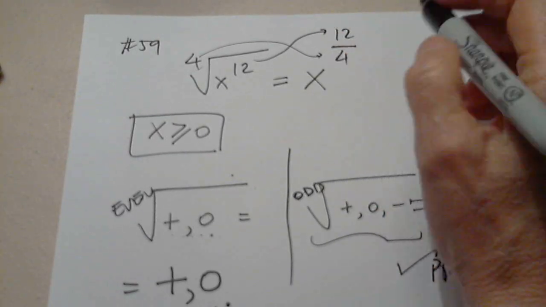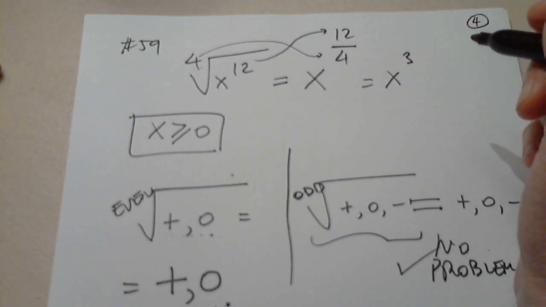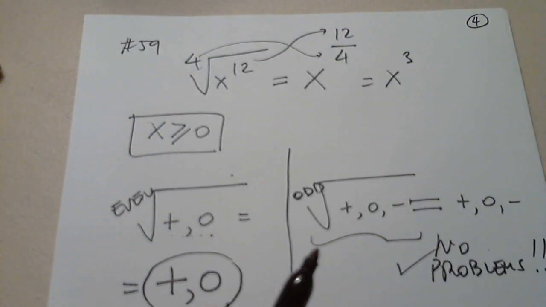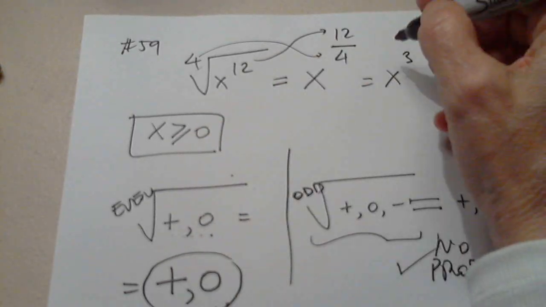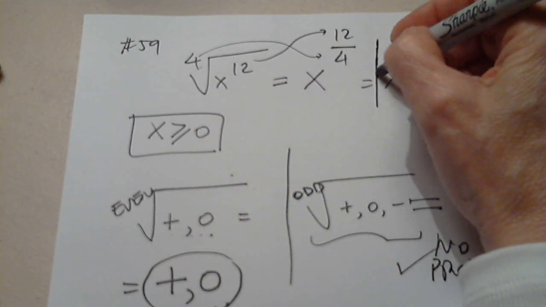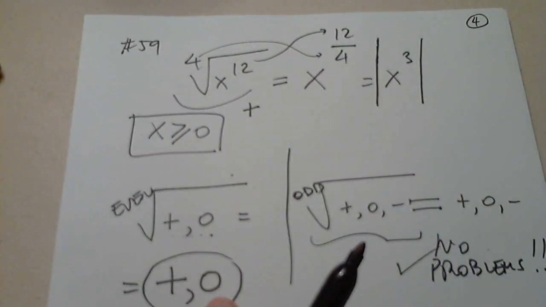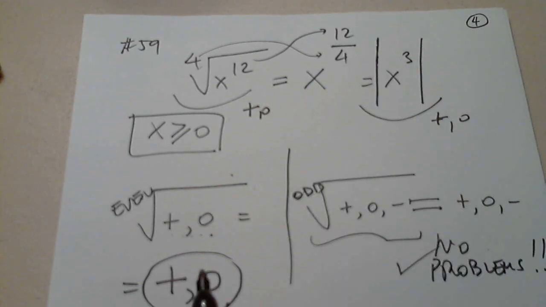12 over 4? Yes, because m is 12 and n is 4. Here's a problem now. When I divide, I get x to the third. But x to the third will not always be positive or zero. So if they hadn't given us this, I would have had to write the absolute value because this is always positive or zero. This must be always positive or zero.